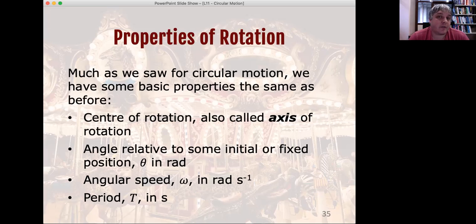So we've got a center of rotation just as we did for circular paths. We've got the angle relative to some initial or fixed position. So again, just choose a point on your wheel and then define a direction as your initial position, and then measure the angle of that spot you've chosen on the wheel.